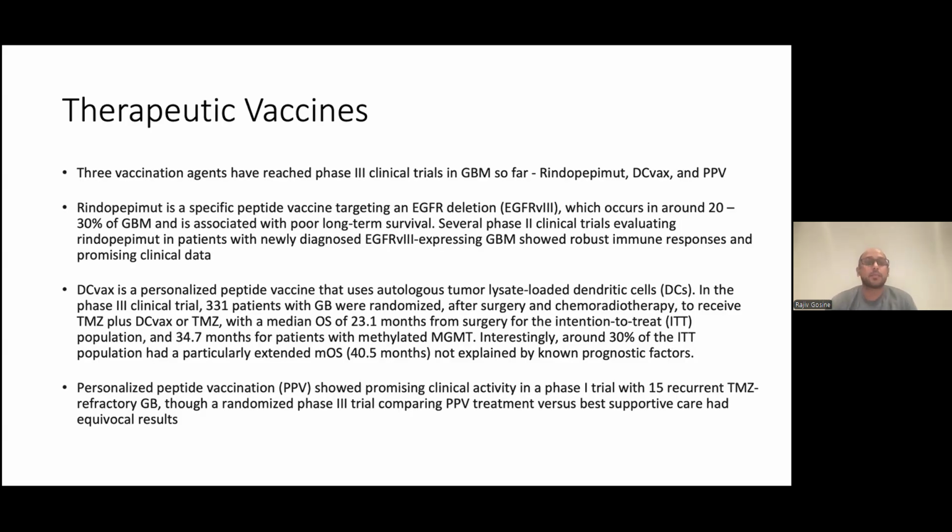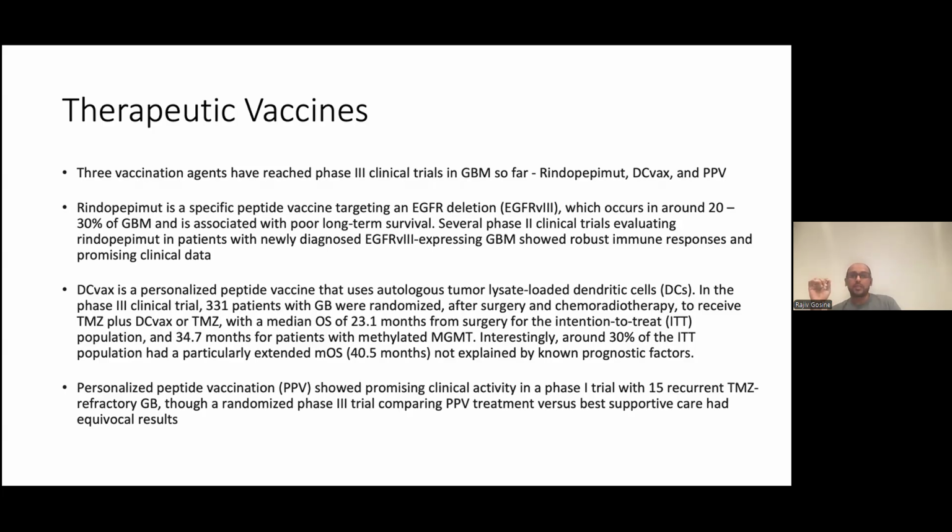DCVax is a personalized vaccine that uses autologous tumor lysate-loaded dendritic cells. In a phase 3 clinical trial, 381 patients with GBM were randomized after surgery and chemotherapy to receive TMZ plus DCVax or TMZ alone, with a median overall survival of 23.1 months from surgery in the intention-to-treat population, and 34.7 months in patients with mutated MGMT.